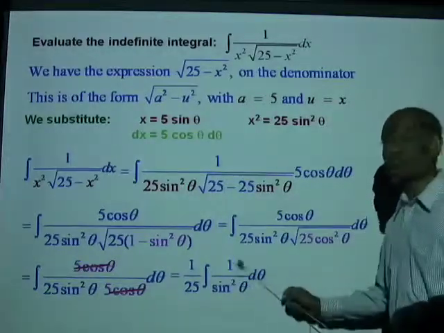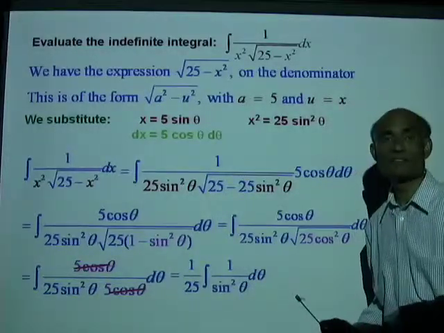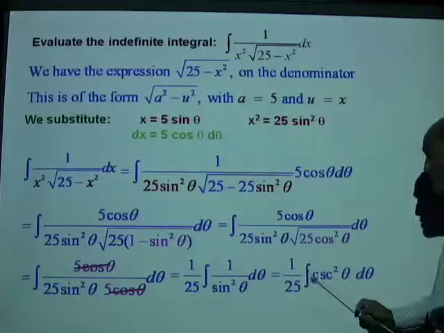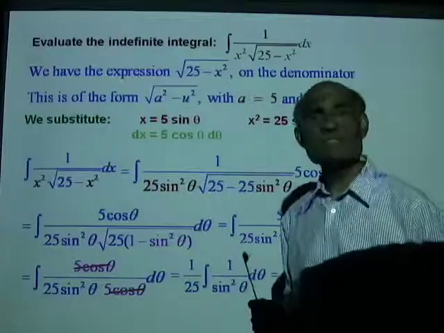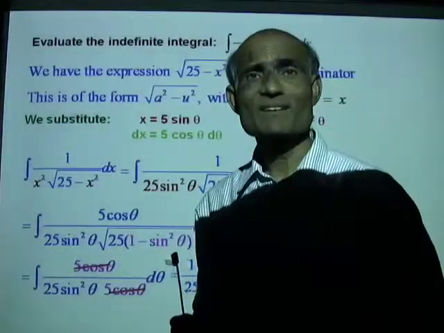Alright, and what is 1 over sine squared theta? 1 over sine squared theta is cosecant squared theta. Now, can you integrate cosecant squared theta d theta?